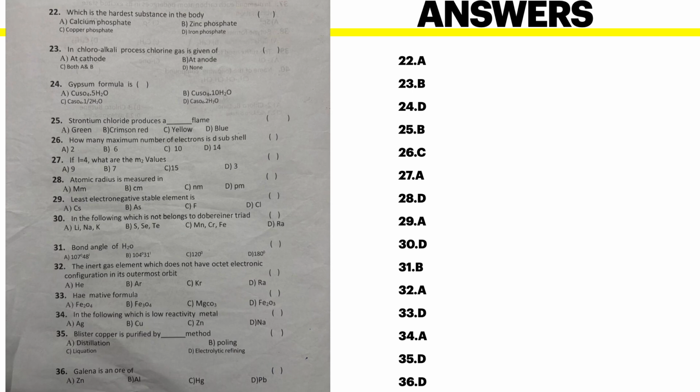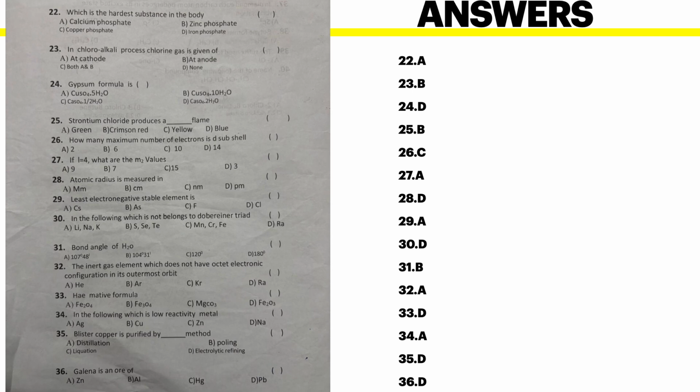Next one, strontium chloride always produces a crimson red flame. So for 25, B is the right answer. 26th, what is the maximum number of electrons in a D subshell? The maximum number of electrons that can be accommodated in a subshell is given by 2 into (2L plus 1). According to that formula, for 26th, C is the right answer.